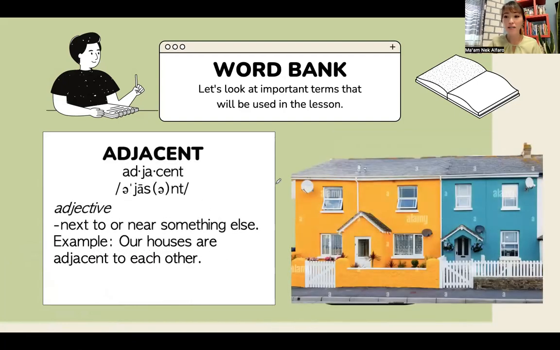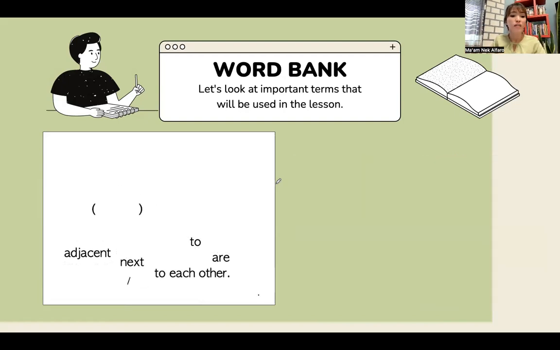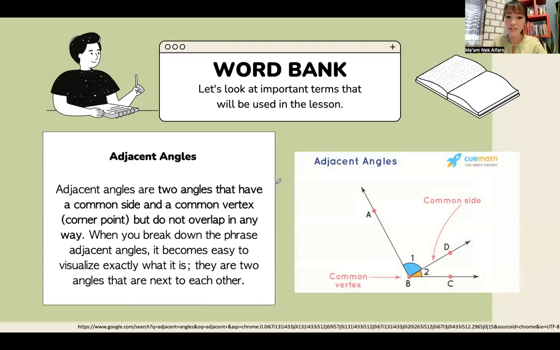Third word is adjacent. Will you please repeat? Louder, please. Adjacent, that is correct. It is an adjective, meaning next to or near something else. You look at these houses, okay? For example, our houses are adjacent to each other, okay? In mathematics, we will use it as adjacent angles. What are these? These are two angles that have a common side and a common vertex, or the corner point, but do not overlap in any way.